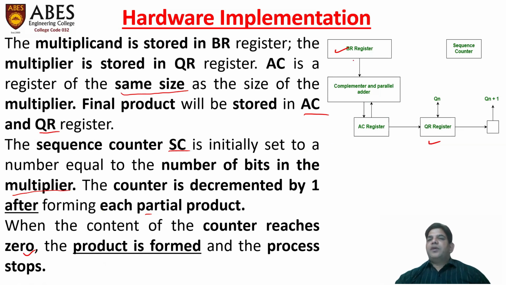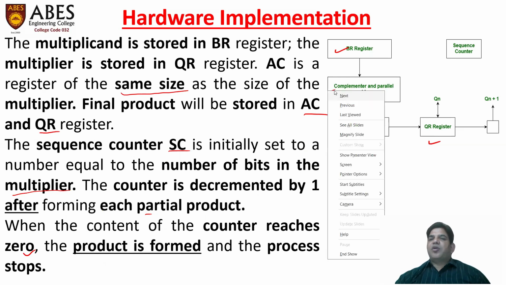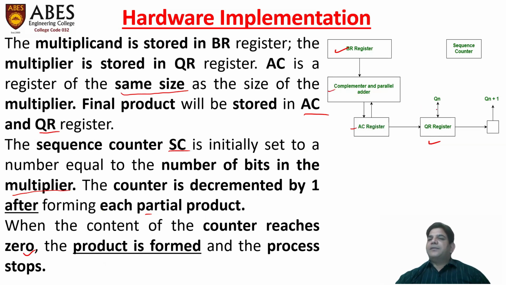So here we have the BR register, which stores the multiplicand. We have the QR register, which holds the multiplier. And we have the AC, the accumulator register. Then we can perform the partial addition and subtraction using the complementer and the parallel adder. In the QR register, we check the least significant bit Qn and the Qn plus 1 bit. And the sequence counter holds the number of bits equal to the multiplier bits, and that many cycles we have to perform.